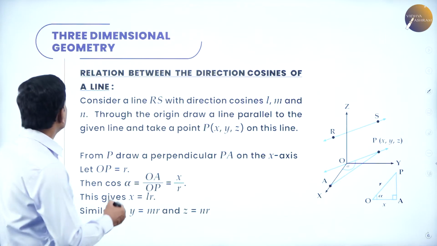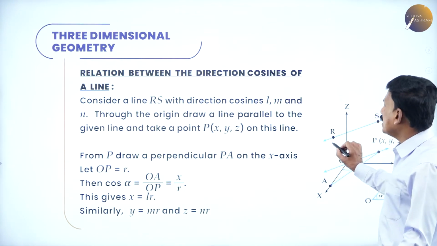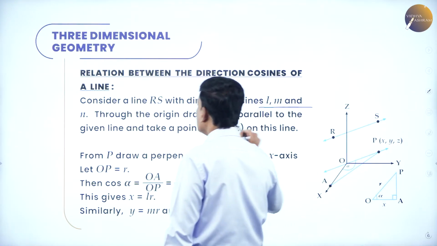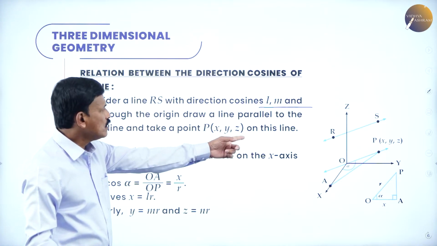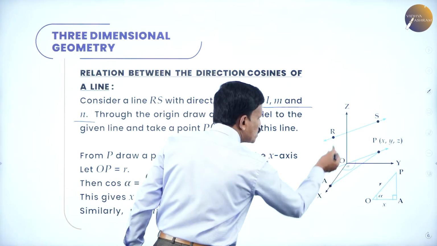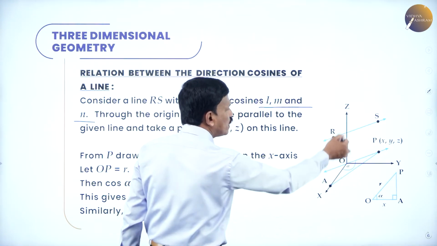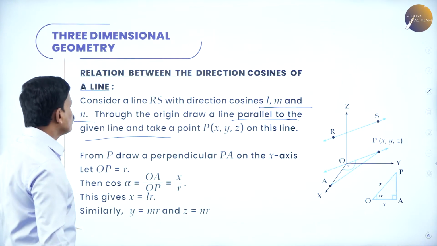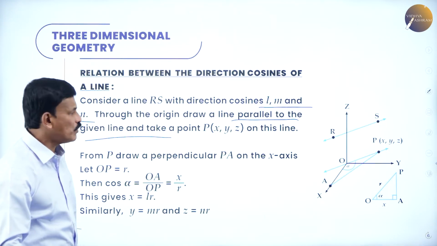Now, let us come to the relation between the direction cosines of a line. Consider a line RS, which passes through R and S, with direction cosines L, M and N. Then, through the origin, draw a line OP which is parallel to the line RS, and let P(x, y, z) be any point on this line.